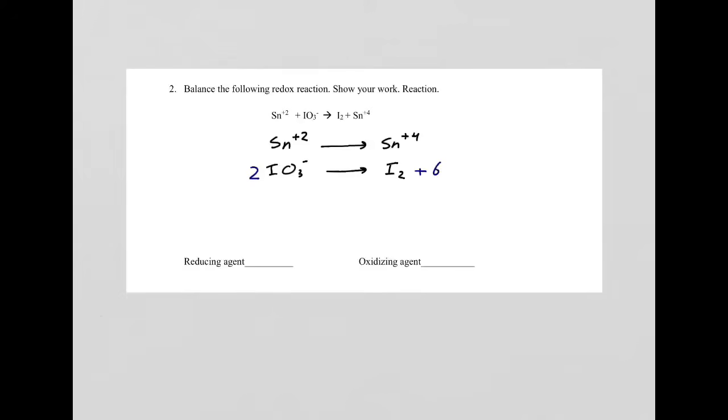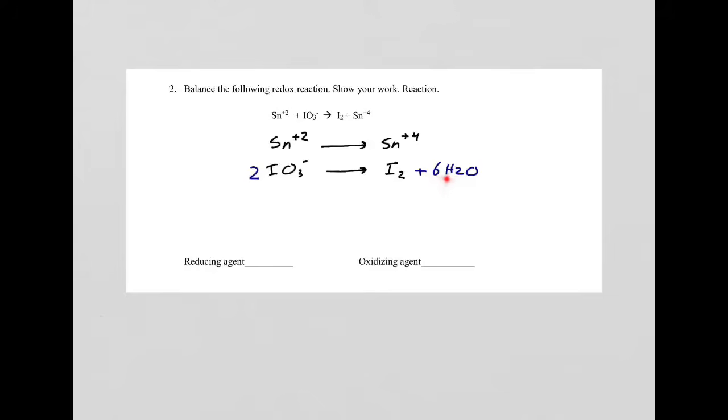So I'm going to add 6 H2O. You add water to balance the oxygen. Okay, so you balance the oxygen by adding water. Now what do we do? We balance the hydrogen by adding H+.